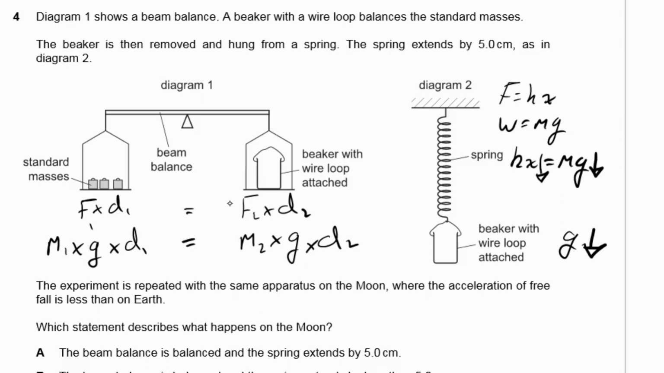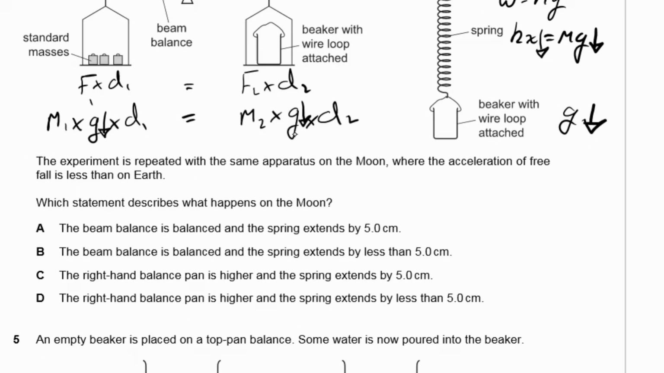And on the left hand side, if the gravity gets smaller on one side, it also gets smaller on the other side. So we'll find that in diagram 1, everything's going to balance on the moon as it did before. And in diagram 2, the extension of the spring is going to be smaller. So let's see if any of the options correspond to that.